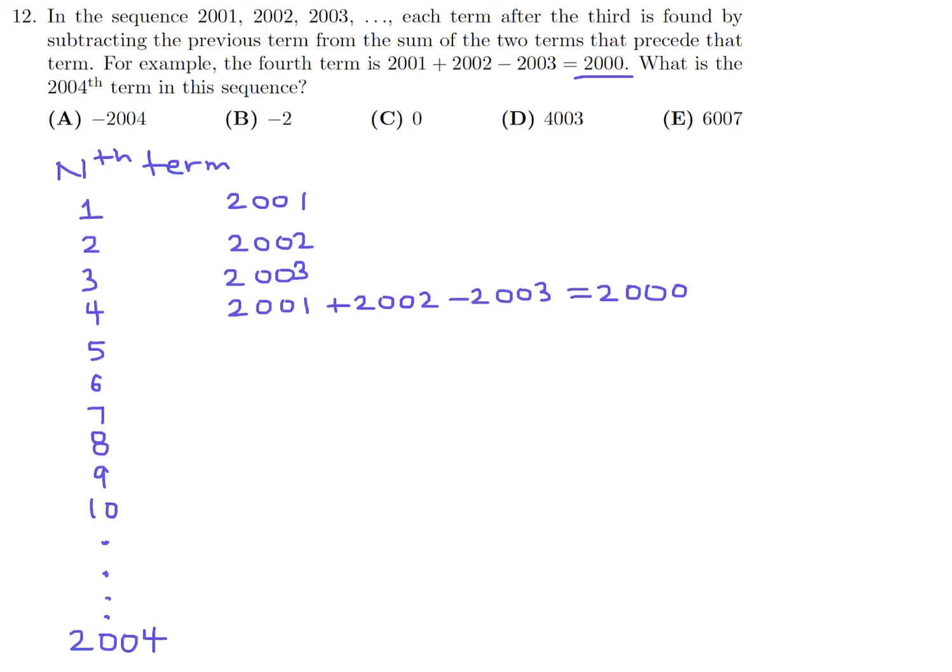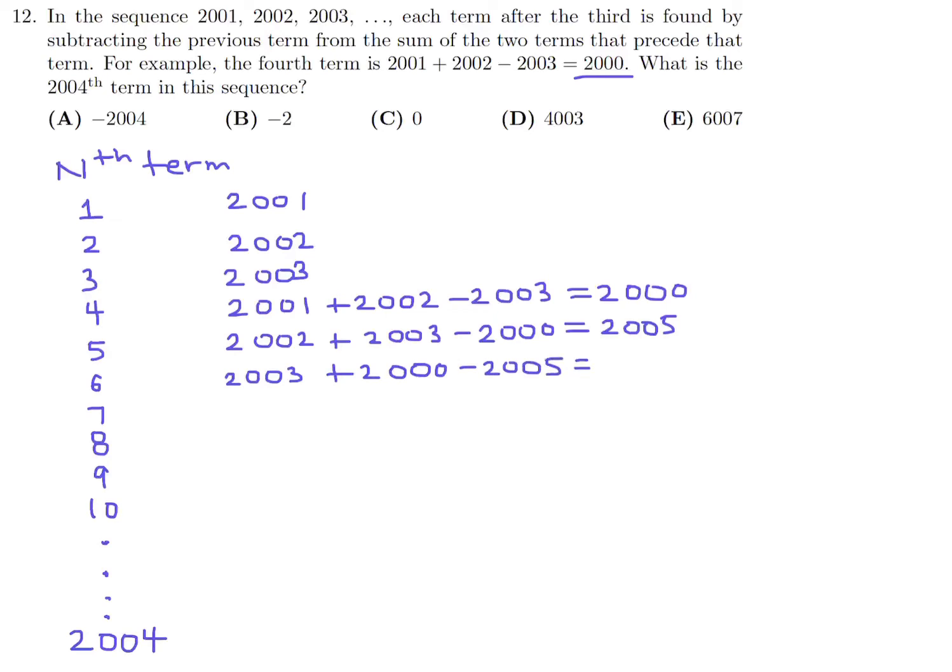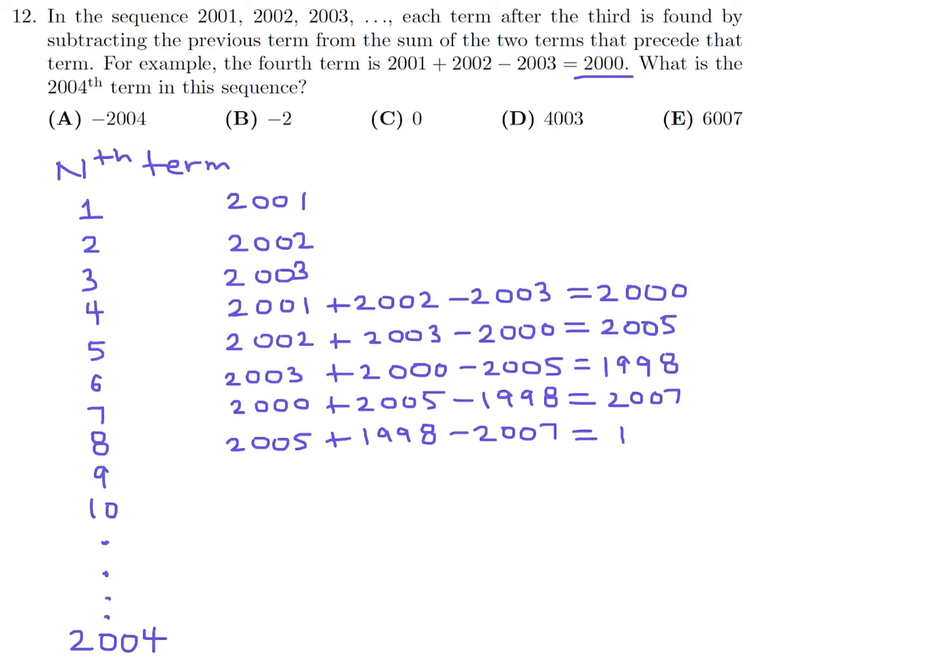So the next term, our 5th term, will be 2002 plus 2003 minus 2000, this guy right there. And if you do that, you get 2005. All right, let's just keep going here. For the 6th term, 2003 plus 2000 minus 2005, and that gives you 1998. 7th term, 2000 plus 2005 minus 1998, and that gives you 2007. And then keep going, 2005 plus 1998 minus 2007, and that gives you 1996.